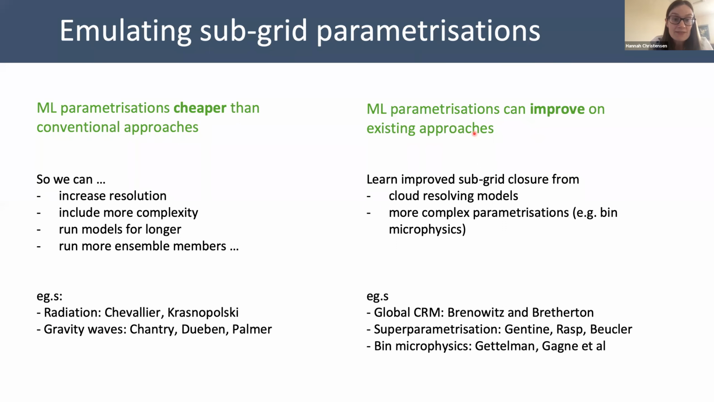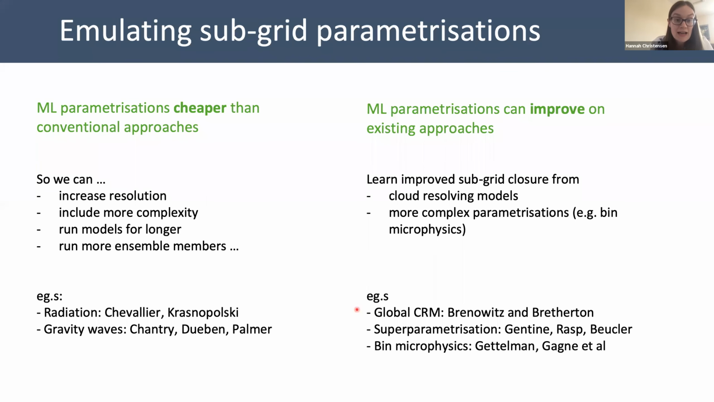And the other benefit of using a machine learning based parametrization is that we can actually improve on our existing approaches. We can do this by directly learning what the subgrid closure should be from, for example, a cloud resolving or permitting model, such as those DYAMOND simulations that we've just seen. Or equally, we could take one of these more complex parameterizations that we would really like to be able to use, like this more complex microphysics I mentioned, and learn an improved closure of that scheme to sub into our model.